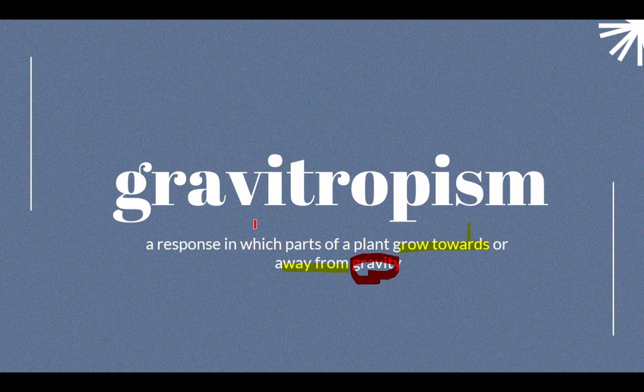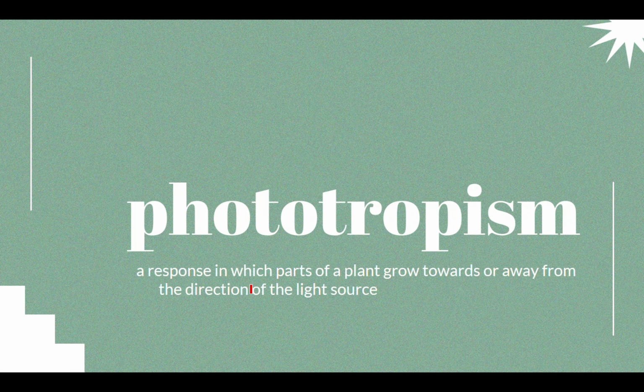Like you can conclude that from the word itself, gravity. Now looking at the next definition, phototropism. What can you conclude from "photo"? Photo, plants, photosynthesis, exactly. Now let's just circle the keywords. It is a response in which parts of a plant grow towards or away from the direction of a light source.